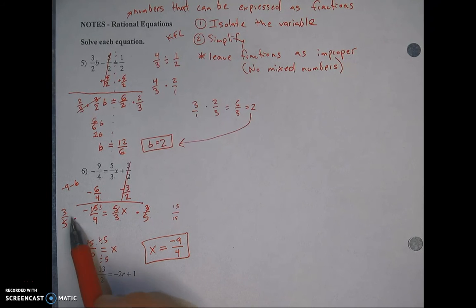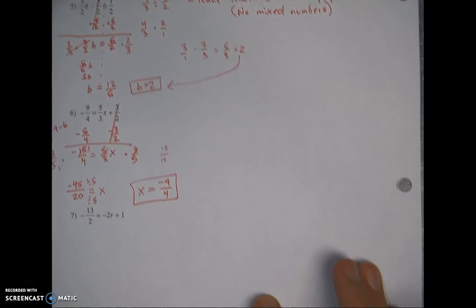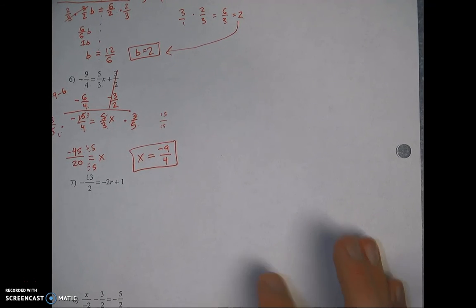So if you see that you can simplify diagonally, go ahead and do it. It'll save you a little bit of time. But if that doesn't make any sense to you, you don't have to do it. It's not something that's mandatory to get the right answer. You can just multiply and get 45, multiply and get 20, and then simplify later. It'll work. All right, let's look at number 7.